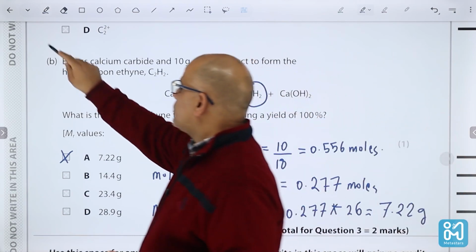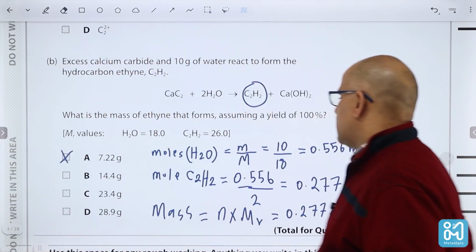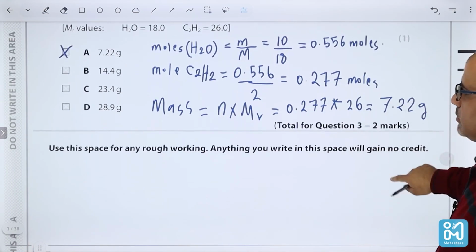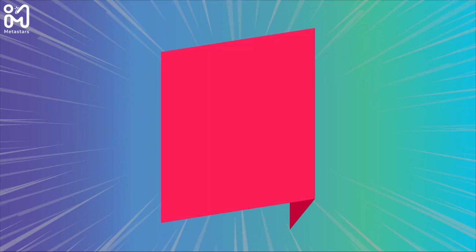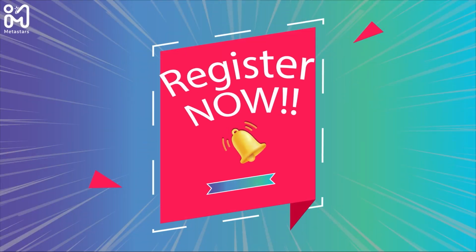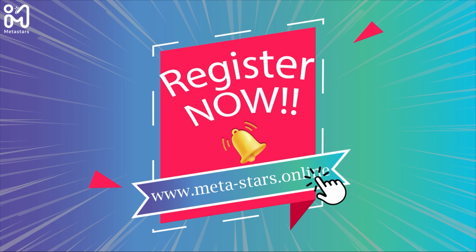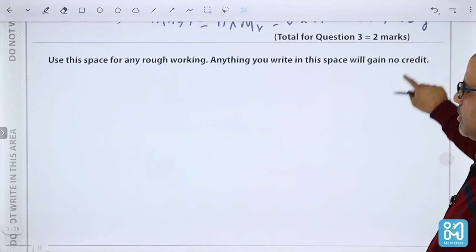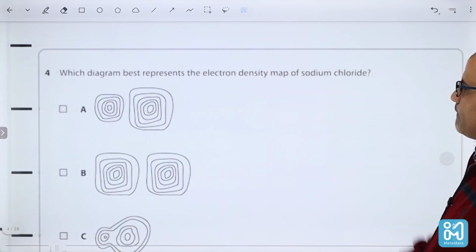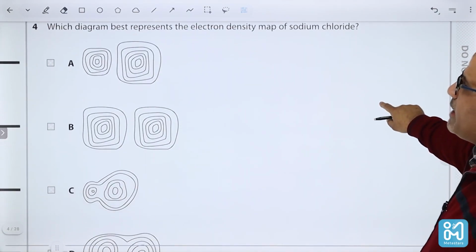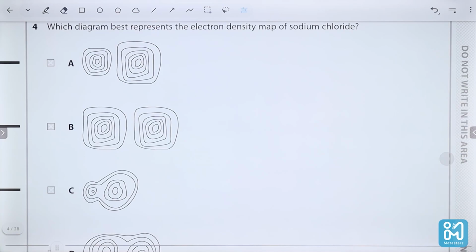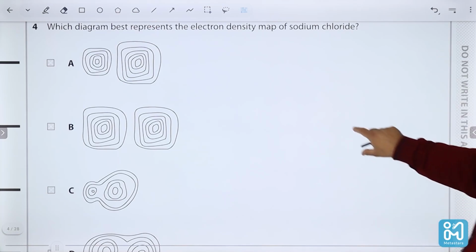Now, the next question is: which diagram best represents the electron density map of sodium chloride?